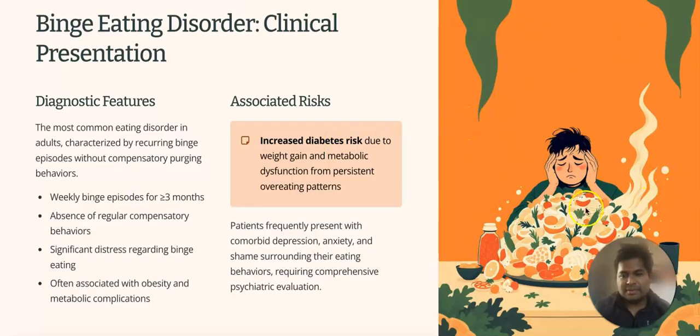In this photo, the person has a large amount of food items, and at the same time there are psychiatric manifestations, like being sad. So it is associated with mental health disorders like depression and anxiety. This photo tries to explain that.